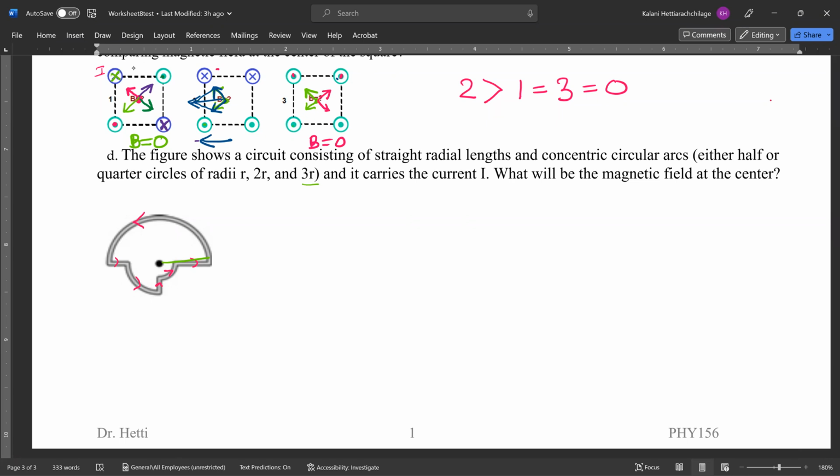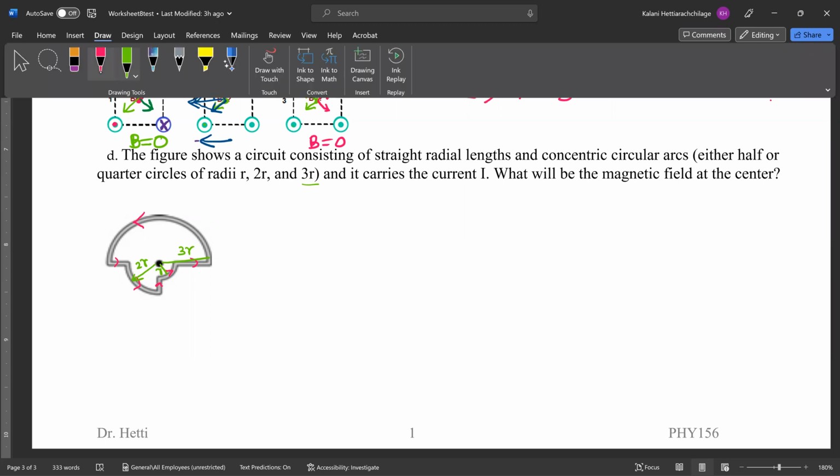So that will be 3r, right? And then the radius of this one says 2r. Radius of this one says r. Each piece is an arc shape of the circle. So now let's go to the question. What will be the magnetic field at the center? Now I have pieces 1, 2, 3, and 4, right? So now these 4 pieces will create the magnetic field.